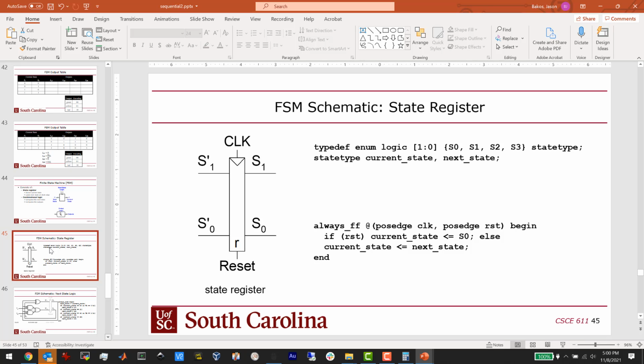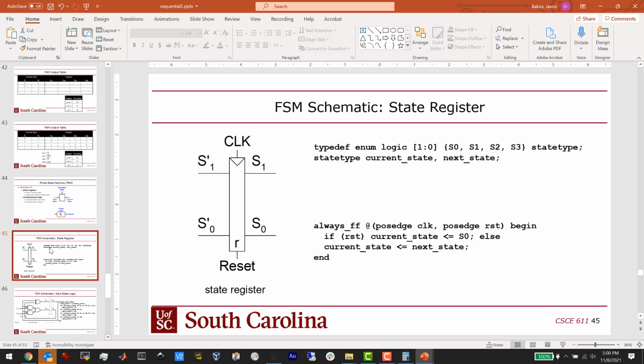Okay, so then you need to have your state, your memory, right? So generally you'll have one always block that just takes care of the memory. And it's very simple. All you have to say is, if reset, it's always a posedge clock, posedge reset. So if you have a reset, then current state is going to be S0, because that was your reset state indicated by that little squiggly arrow. Otherwise, you're going to take your next state and put it in your current state.